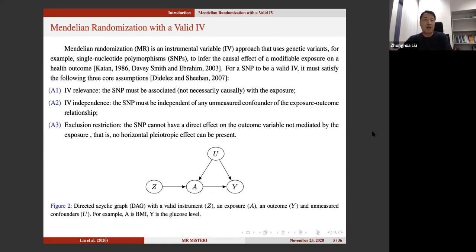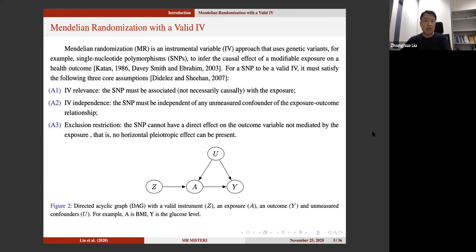For a SNP to be a valid IV, it must satisfy the following 3 core assumptions. The first one is called IV relevance. The SNP must be associated, not necessarily causally, with the exposure. The second one is IV independence: the SNP must be independent of any unmeasured confounder of the exposure-outcome relationship. The last one, A3, is called exclusion restriction. The SNP cannot have a direct effect on the outcome, not mediated by the exposure. That means there should be no horizontal pleiotropic effect.